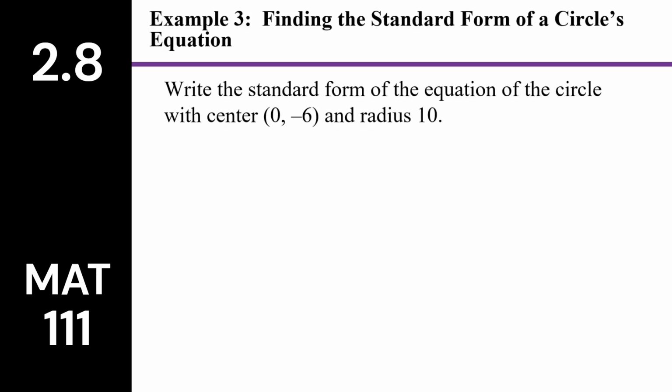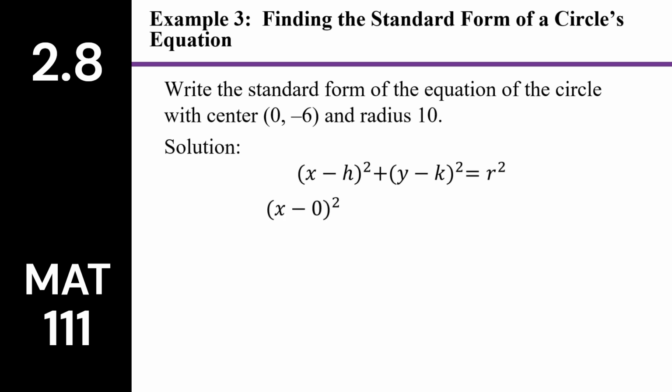In this example, we're asked to write the equation of this circle. So we use the equation and we find our x-coordinate, which is h. So h is 0, we write x minus 0 squared. And the y-coordinate of the center is negative 6. So we have y minus the negative 6 quantity squared. And then that equals the radius squared, 10 squared.